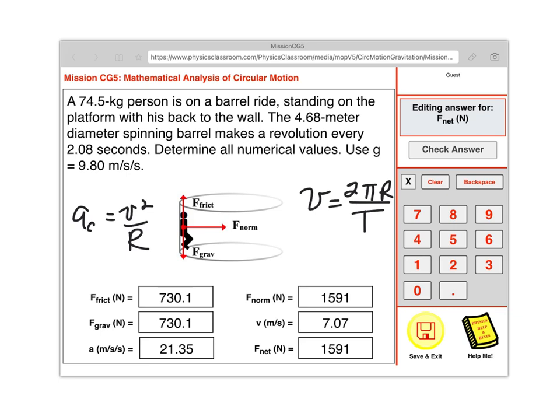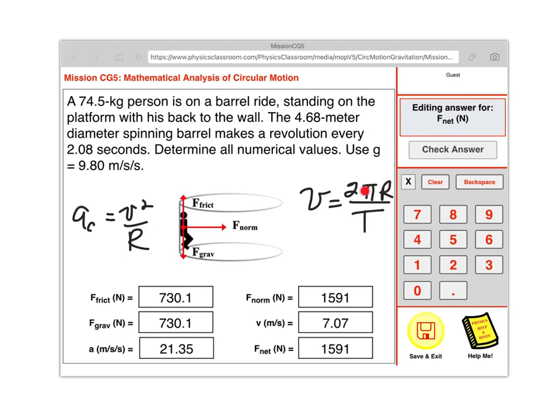Okay, let's go through this one. So we have m times g, that's F grav. And what keeps the person from falling is the friction force. So those two have to be equal and opposite. And the force of the wall pushing the person toward the center, the normal force, is the centripetal force.